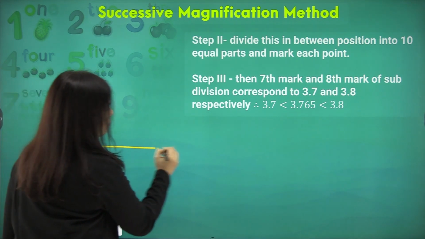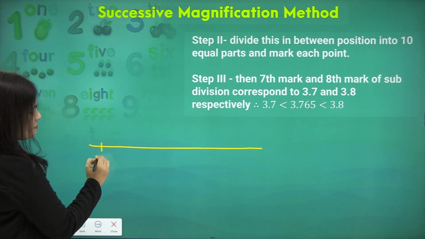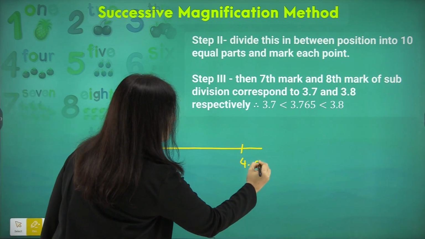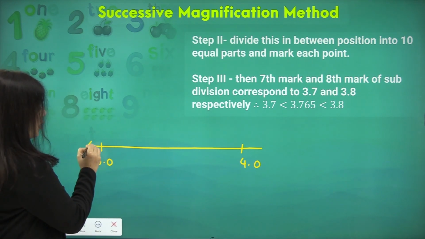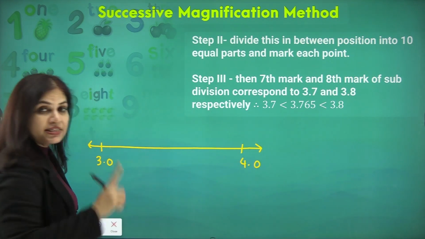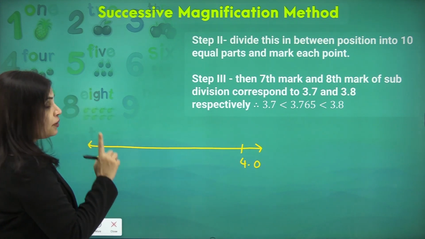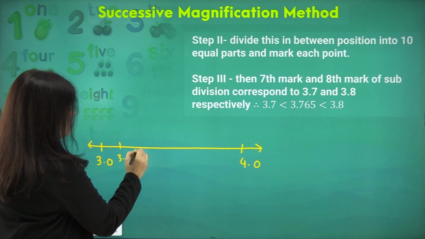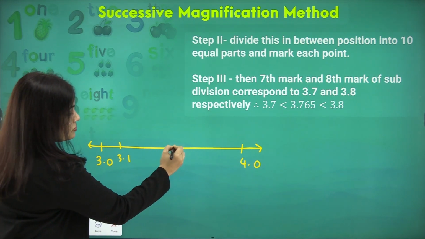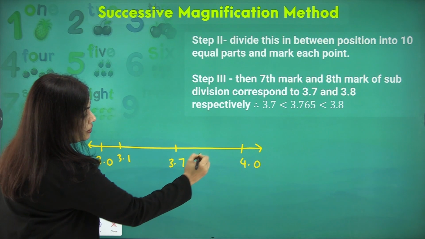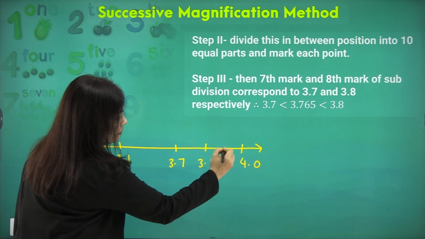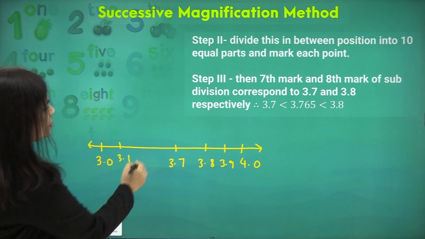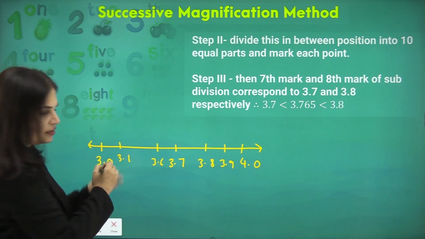When I am drawing a number line and this is my 3.0 and this is my 4.0, so where would 3.765 lie? It will lie closer to 3.7 and 3.8. Suppose 3.7 is somewhere here and 3.8 is somewhere here. This is my 3.9 and here we have 3.6 and other numbers.